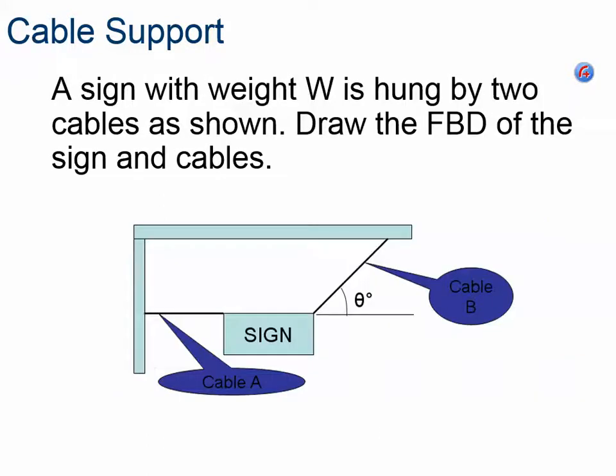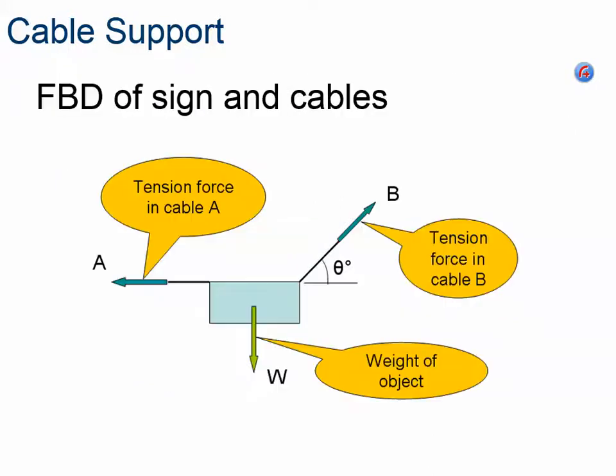In this example, if we hang a sign with 2 cables to support it, where would the forces point? Just like that, away. Okay? So when you have a tension force, another kind of good idea here is that the tension is going to point away from the object that's causing it. Okay?